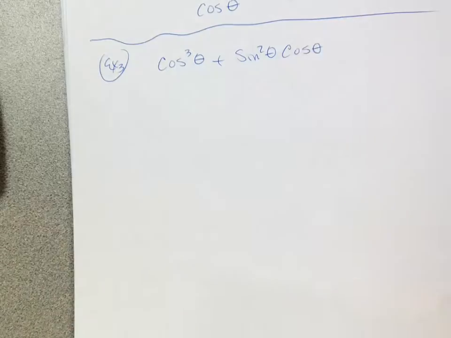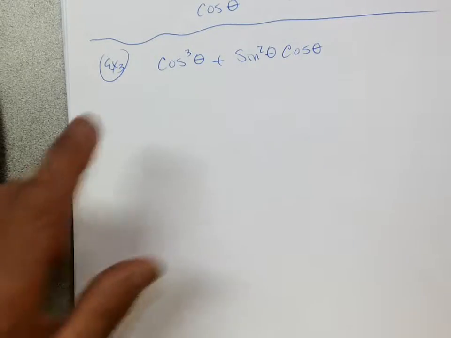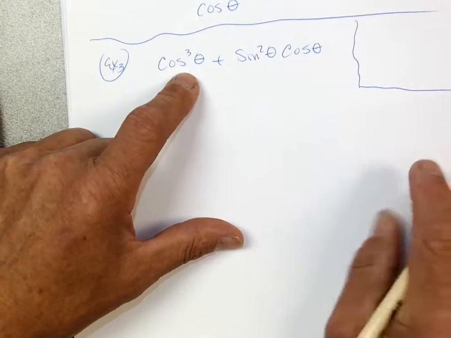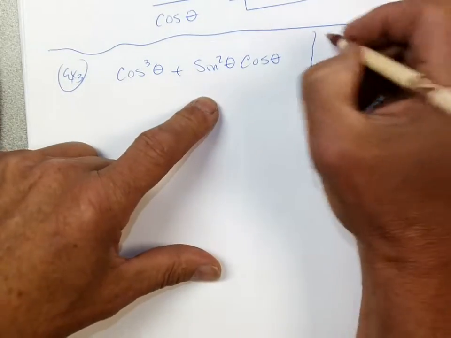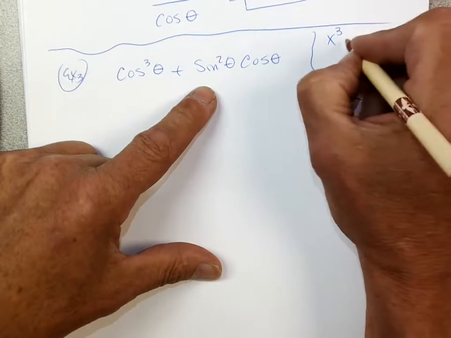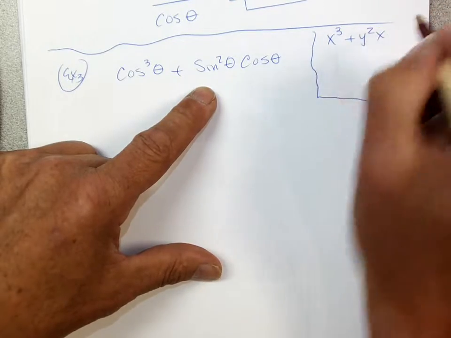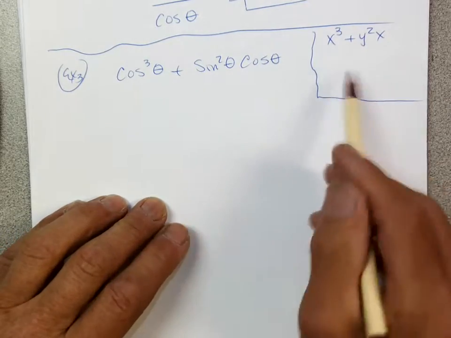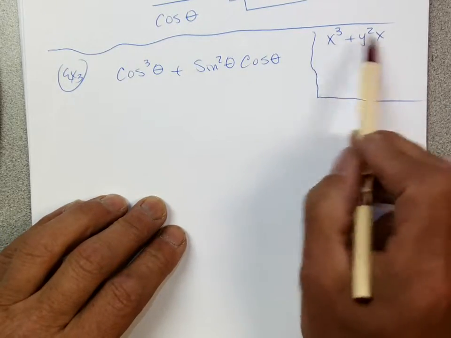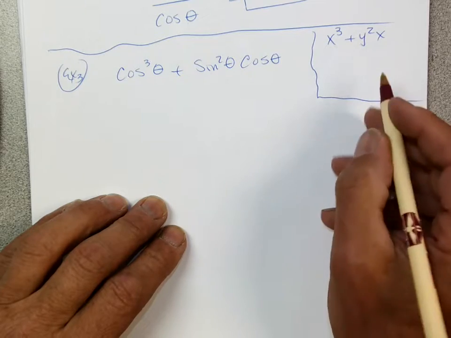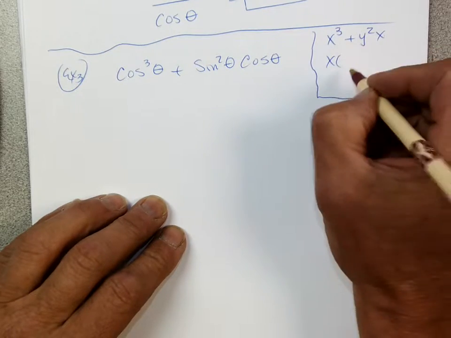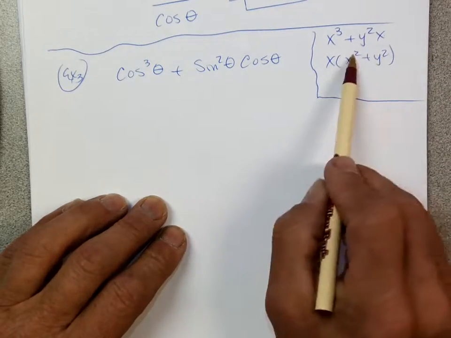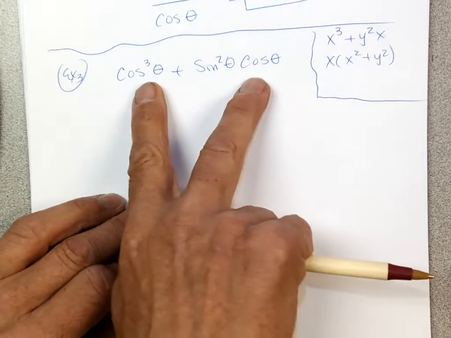Before I do this one, what I recognize is that I'm going to factor. On the little side work, if I had, for instance, x cubed plus y squared x, just plain old x's, not sines and cosines, I'd realize that these two terms have an x in common. So I can take an x out of both terms, and that leaves me with x squared plus y squared. I want to use that factoring, but with my cosines here.